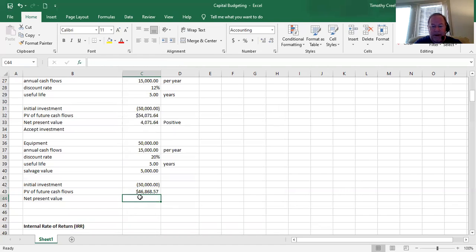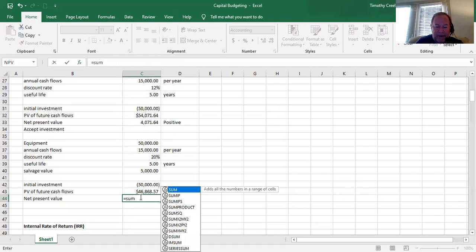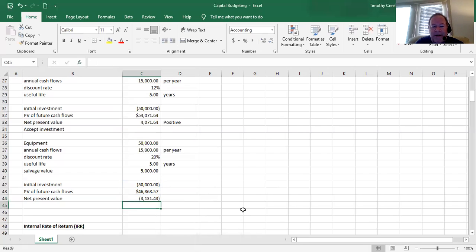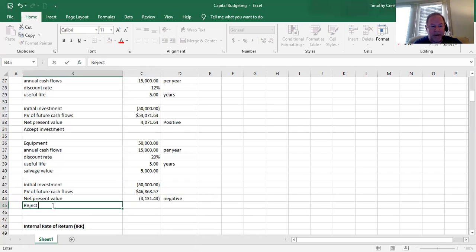And notice that in this case, the present value of future cash flows is 46,868.57. So if we sum the two together, we have a negative $3,131.43. So this amount would be negative, and with a negative net present value, you should reject the investment.